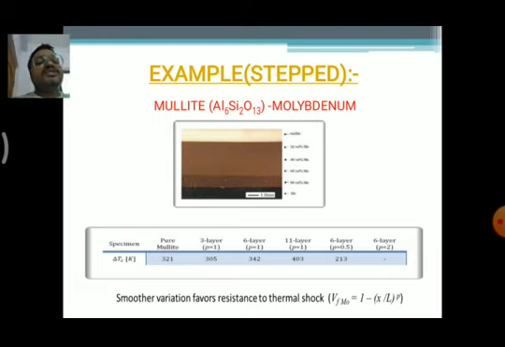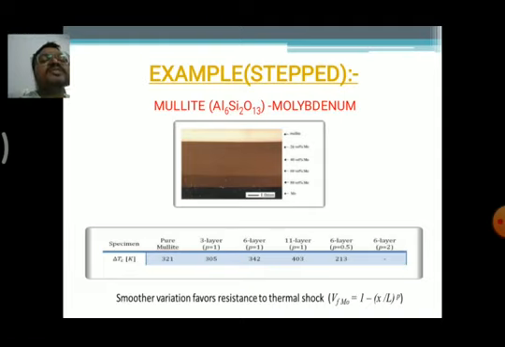We are seeing the short form as mullite, and we can also call it aluminum silicon oxide, and the combination for it is molybdenum. So here also we have changed the phases into different types of phases. The first one is the mullite phase, which we have seen in a mild yellowish color, that is a silver and white combination.